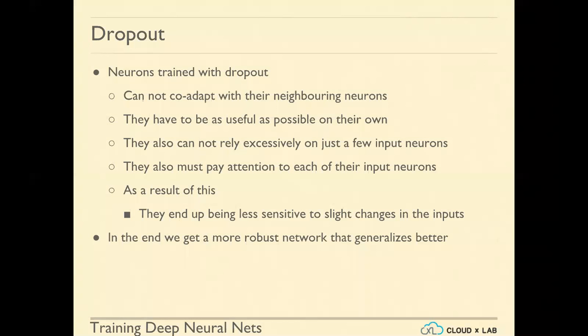They must pay attention. So if you are regularizing a neural network with dropout, as in you're forcing that on every iteration randomly 50% of the neurons are being dropped out, right? So what will happen is neurons will not co-adapt with their neighboring neurons, right?